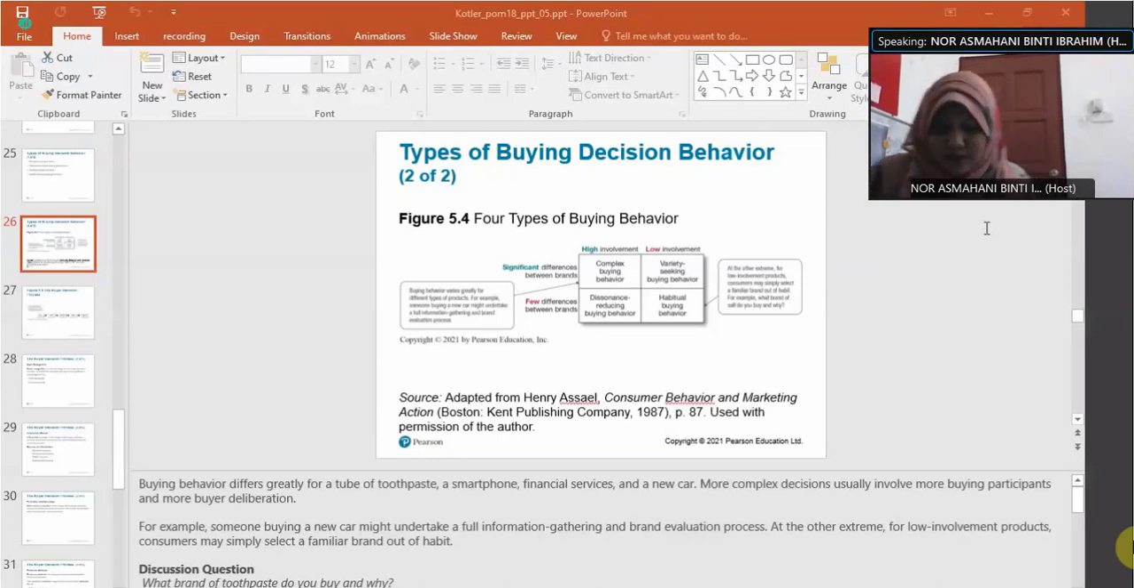Variety seeking buying behavior, low customer involvement but significant perceived brand differences. For example, yang ni macam mana pula variety seeking behavior? Yang sikit saja low customer involvement, tapi brand differences dia agak bagus lah. Contohnya lah, you tengok lah you punya product like you punya makeup tu, cooking oil. Betul, cooking oil, spaghetti, bihun. Tapi I particular juga lah.